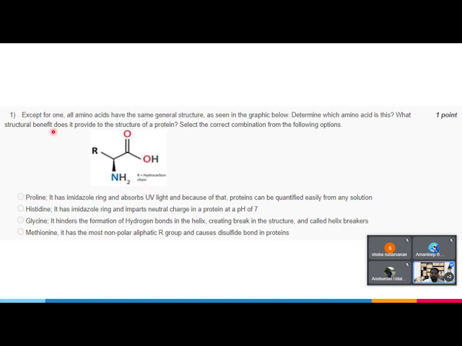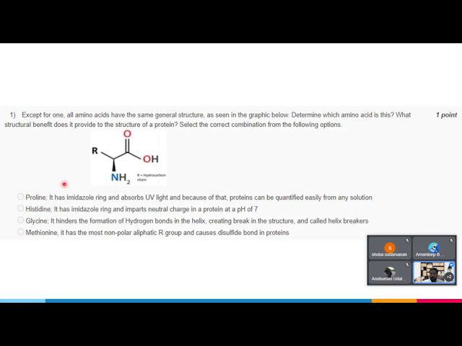What structural benefit does it provide to the structure of a protein? Select the correct combination from the following options. So all amino acids have a general structure which looks like this, but only one amino acid does not look anything like this. You are being asked which is the amino acid and what is the structural benefit of the amino acid in a protein.